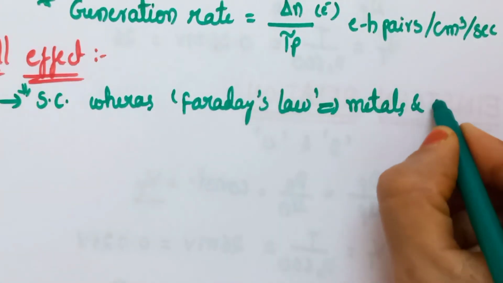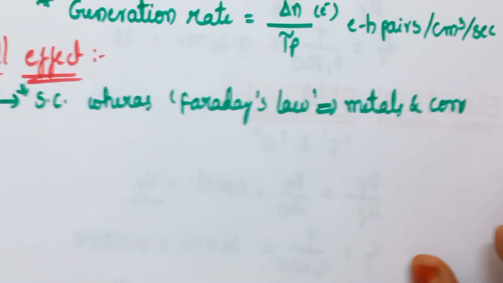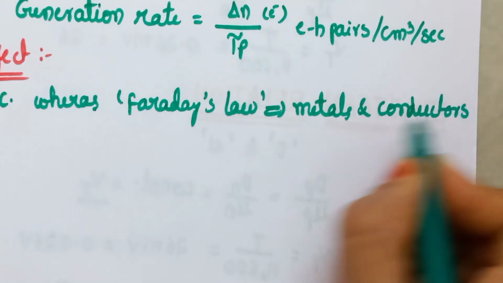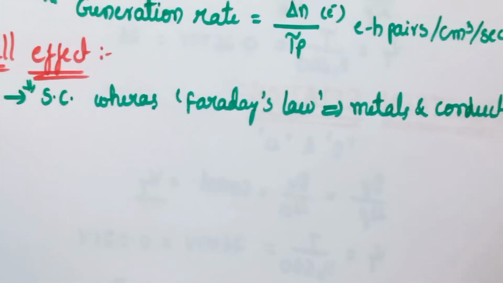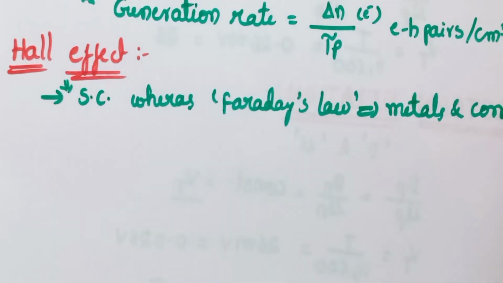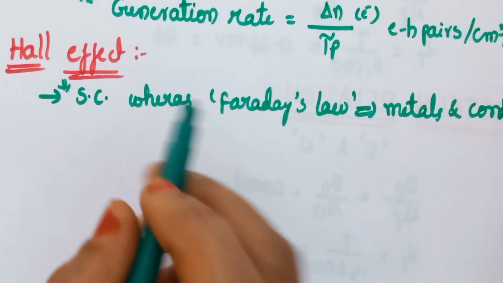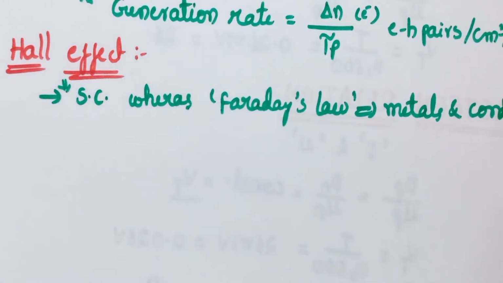This Hall effect is used to find the behavior of semiconductors, whereas Faraday's law is used to find the behaviors of metals and conductors. So this is asked in objective exams several times, so better to remember. So the Hall effect is applicable for semiconductors.